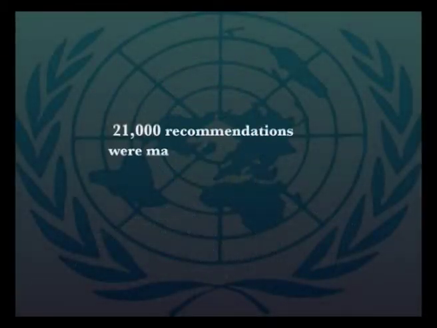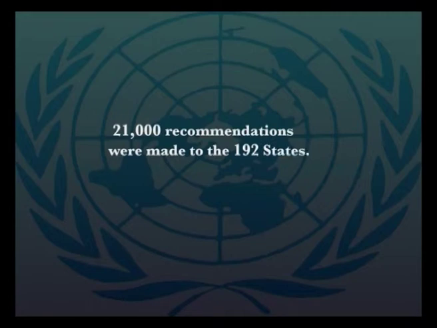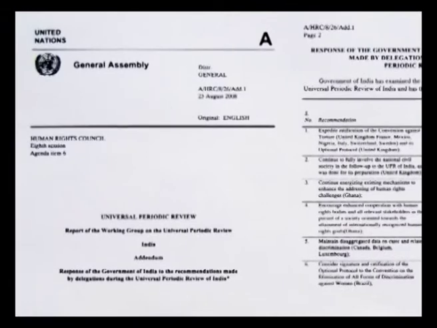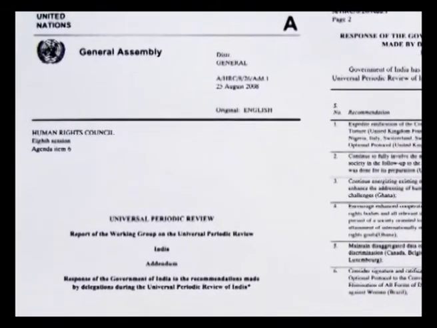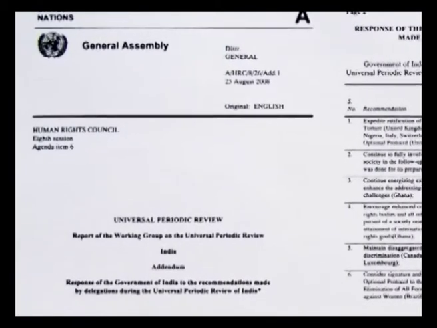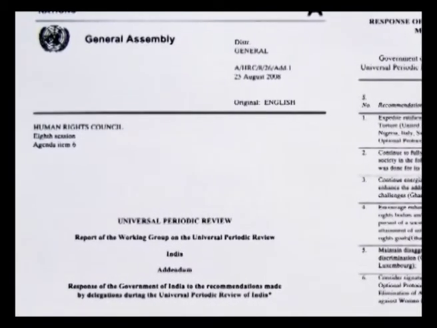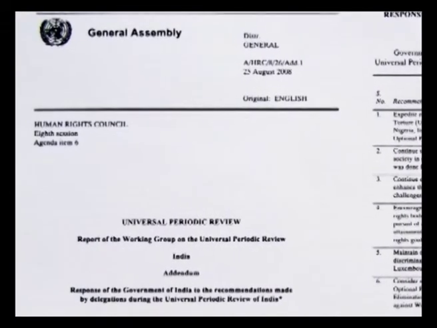During the first UPR cycle, a total of 21,000 recommendations were made to the 192 states. The state under review has the possibility to accept or not accept the recommendations. Its response to the recommendations must be clearly explained in writing in a specific document called an addendum. This addendum should be submitted to the Human Rights Council in advance of the adoption of the report at the Human Rights Council session.